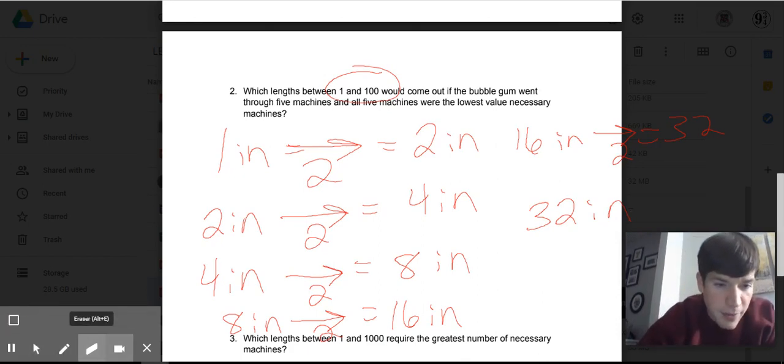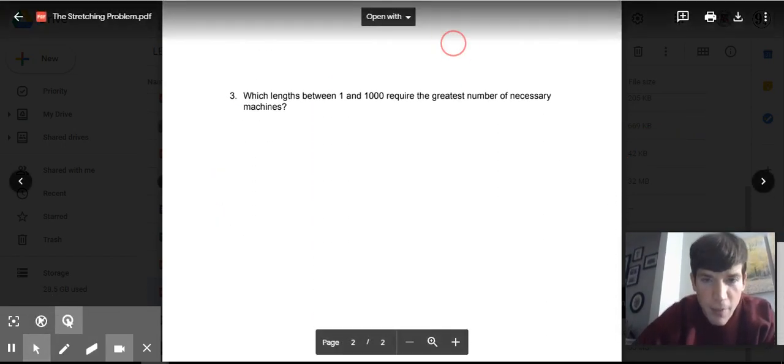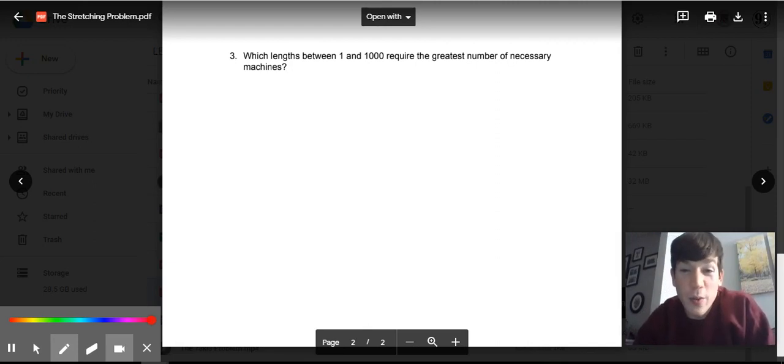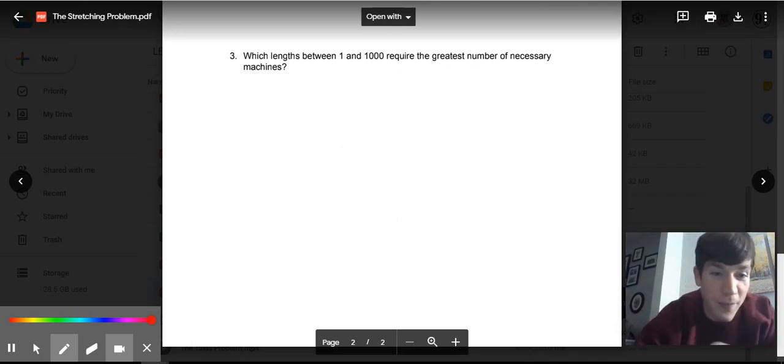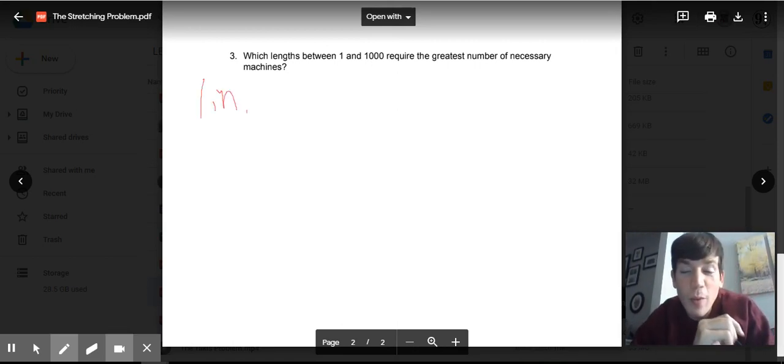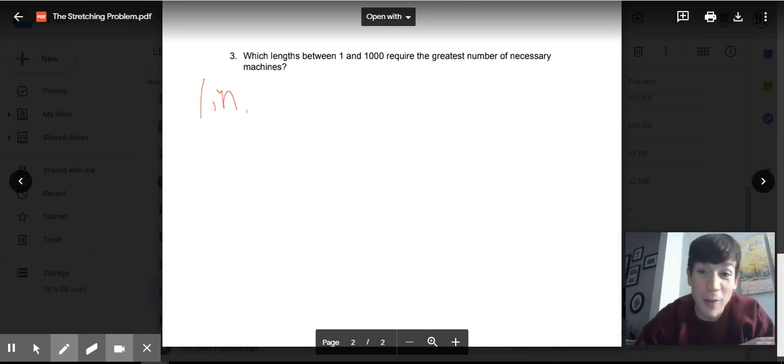All right, so that takes us to the last question. This is probably the hardest, but I want you to really think about this one. It says, which lengths between 1 and 1,000 require the greatest number of necessary machines? So the goal here is to start at a 1-inch piece, and we want to figure out which length would need the most necessary machines. In other words, prime machines. Which piece would have to go through a prime machine the most number of times?